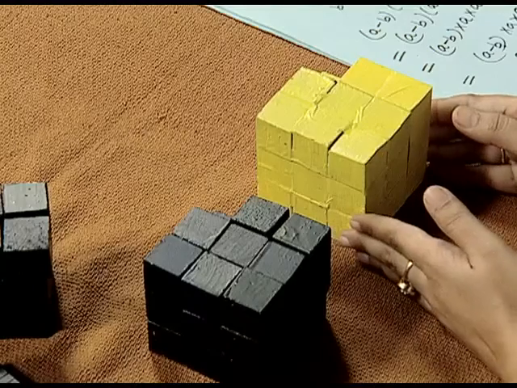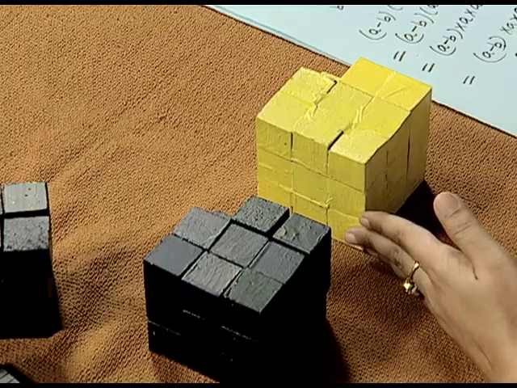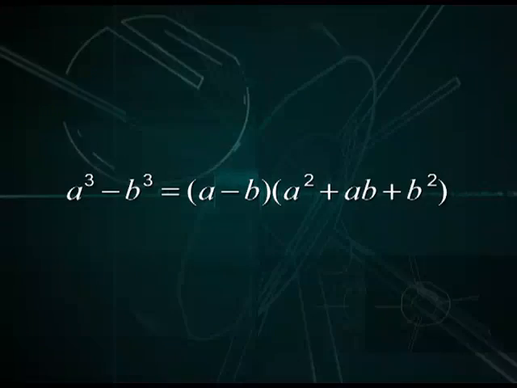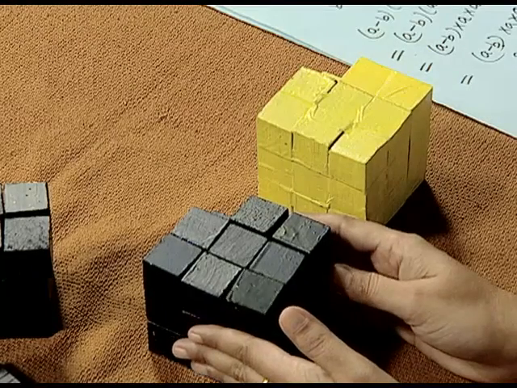Now we can see that the shape which is obtained by making cuboids of dimensions (a minus b) into a, a square plus ab plus b square is same as the shape which is obtained by a cube minus b cube. You can choose suitable values of a and b and verify the result on your own.